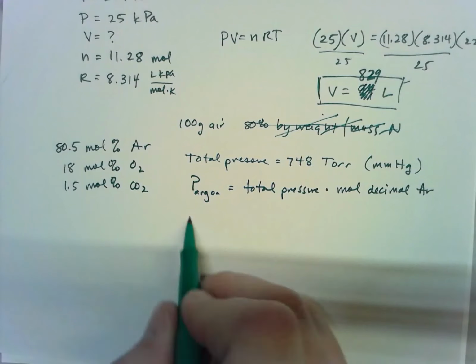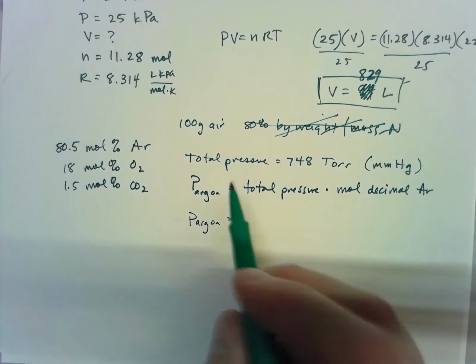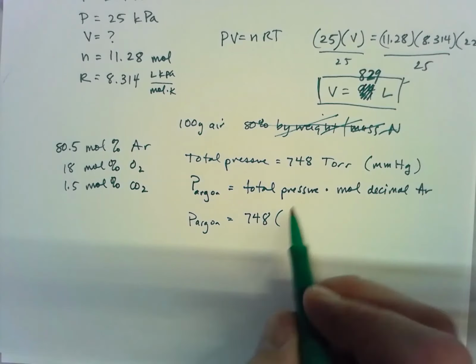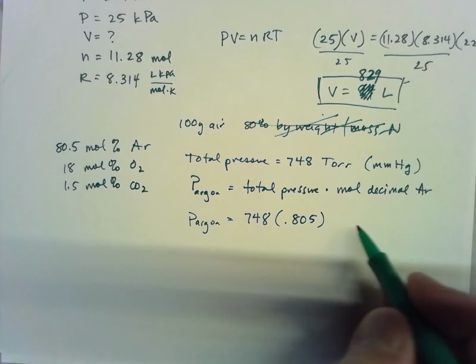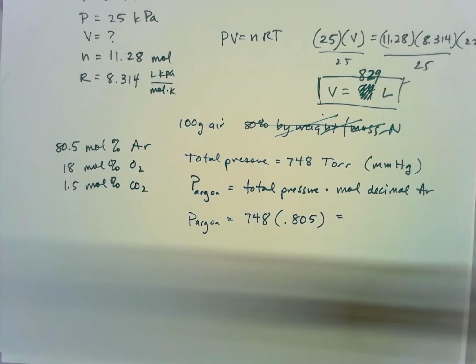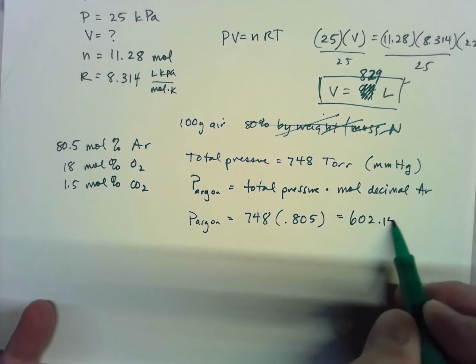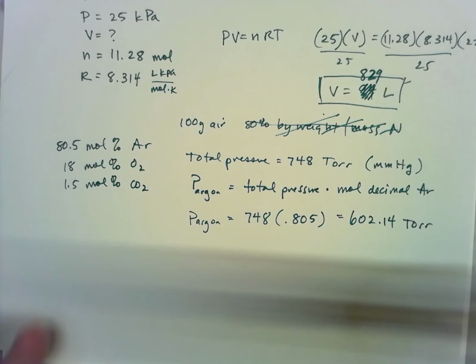Okay, so P argon, total pressure is 748 times what? 0.805. If you multiply it by 80.5, you're going to get a number that doesn't make sense, because it'd be way too big. All right, and again, this is kind of like the mass percentages. If I ask you to solve for all of them, so that answer is 602.14 torr. If I ask you to solve for all of them, you need to check and make sure they all add back up to 100%. Okay, but that's the partial pressure.